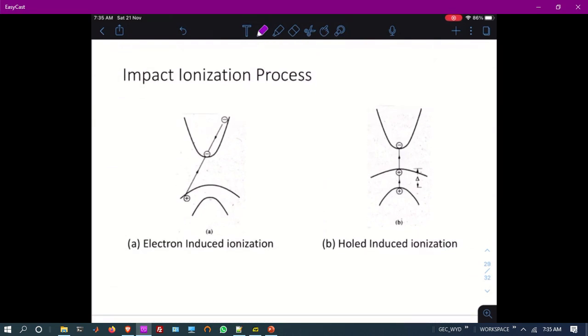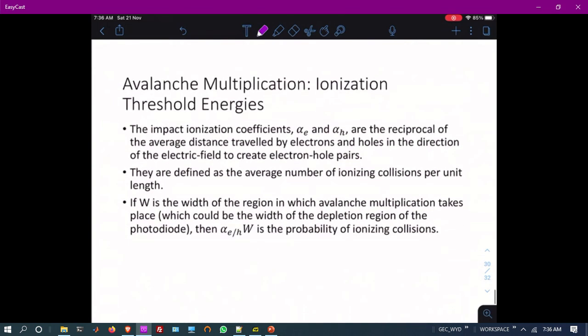These are two pictures in which the ionization is caused by an electron and the other by a hole. You see that this is momentum and this is energy. There is a change in momentum here, because of which there is a change in momentum of the output. Here there is no change in momentum, so the secondary carriers will not have too much momentum.